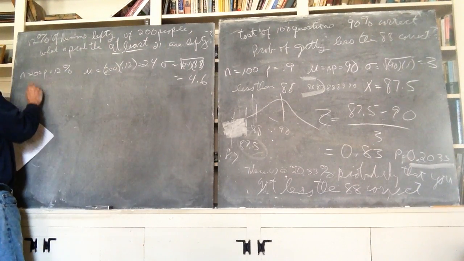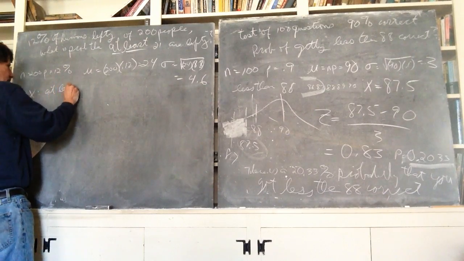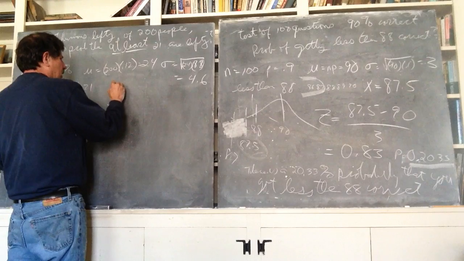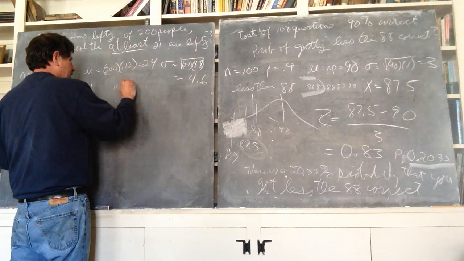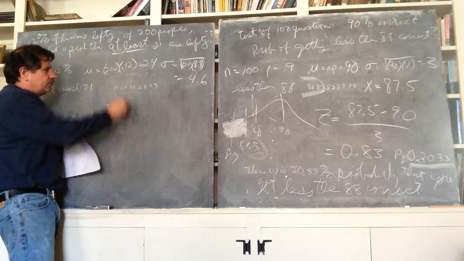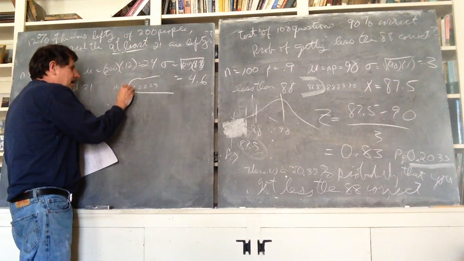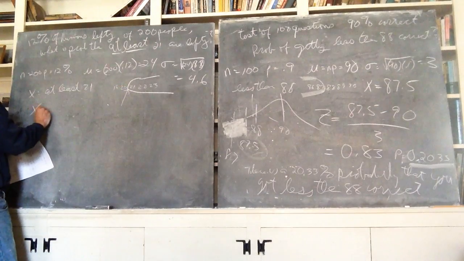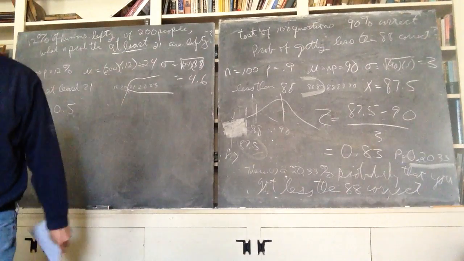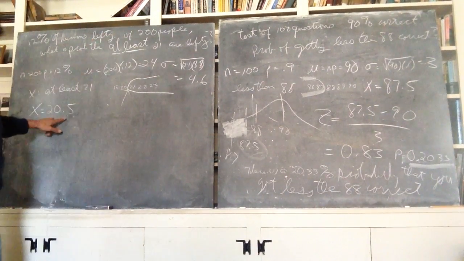And then X, at least 21. What are we going to let X be? 19, 20, 21, 22, 23. Where would at least 21 start? Right there. So we're going to let X be 20.5. When we say at least 21, and because these are humans, you can't have 20.5 humans.